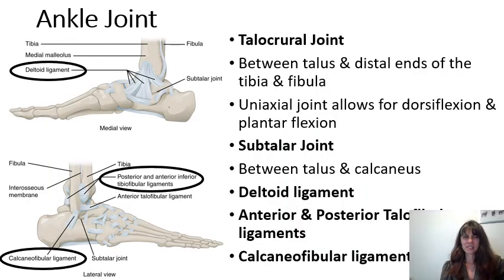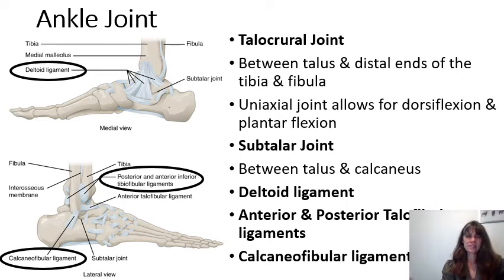The ankle joint also consists of several joints, including the talocrural joint between the talus and the distal ends of the tibia and fibula. It is a uniaxial joint which allows for dorsiflexion and plantar flexion. There is also a subtalar joint found between the talus and calcaneus.